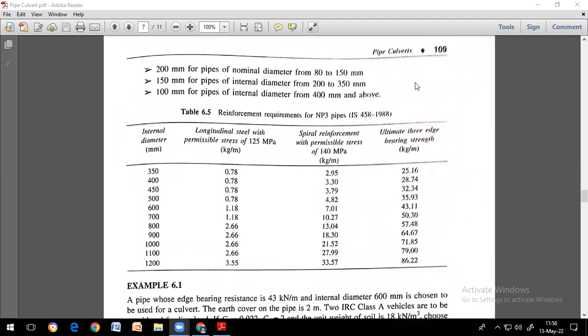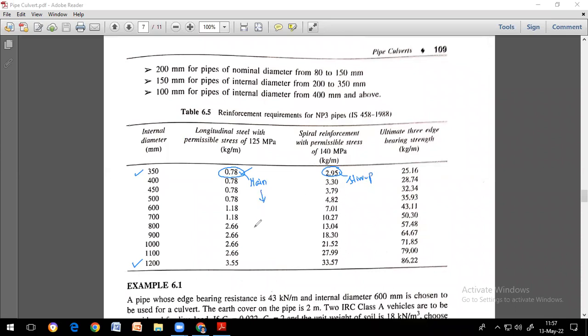Now this is the internal diameter of the pipe, starting from 350 and ending with 1200 mm. For this pipe, this is the longitudinal steel with the permissible stress of 0.78. So we can consider this as the permissible stress for steel, and the spiral reinforcement permissible stress is 2.95. So we consider the main longitudinal steel as the main reinforcement and the spiral reinforcement as a stirrup.